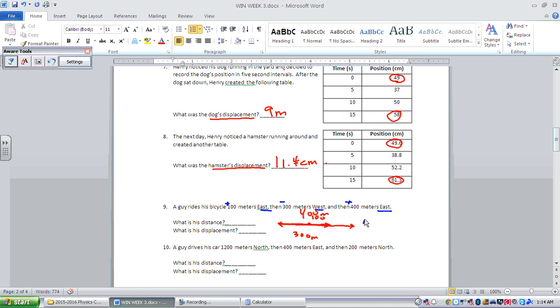So it would be 100 meters plus negative 300, and then plus 400. So in this case, 100 plus negative 300 would give you negative 200. Negative 200 plus 400 gives you a total displacement of 200 meters. And then the distance in this case would be the addition of all of them without any negative or positive signs. Remember, we don't want to know the net change, we want the total distance you travel, so you just add all the distances together. So 100 plus 300 is 400, plus another 400 would give you 800 meters.